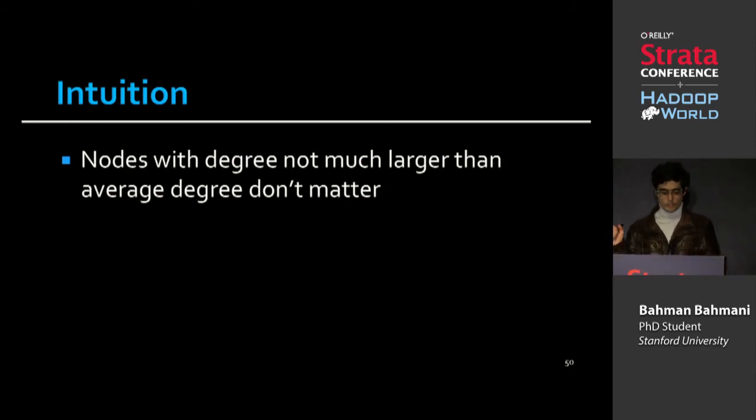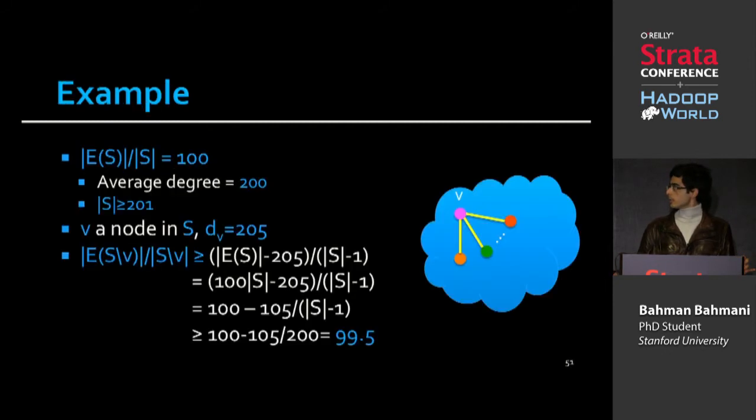Here's an intuition along the lines of the filtering technique. What does the filtering technique say? It says get rid of anything that doesn't help you with computing your answer. So let's see what things we can get rid of that don't matter in computing the densest subgraph. Well, the nodes. Here's the intuition: the nodes with degree not much larger than the average degree of the graph actually don't matter. Let's see why that is.